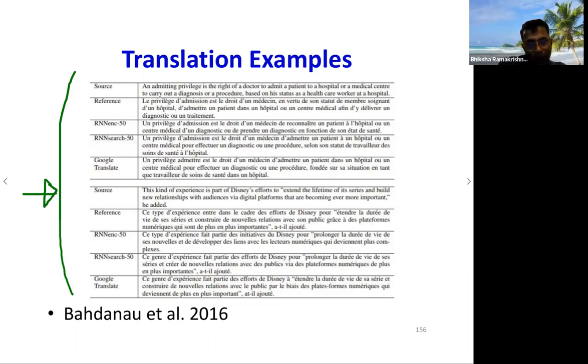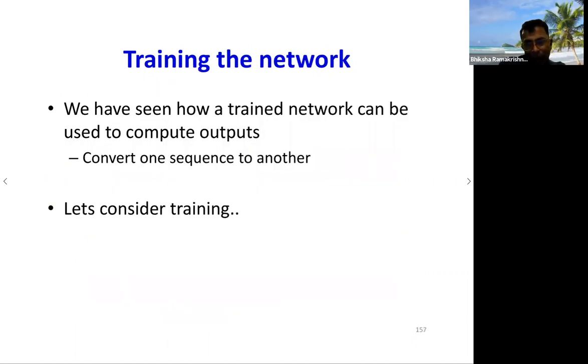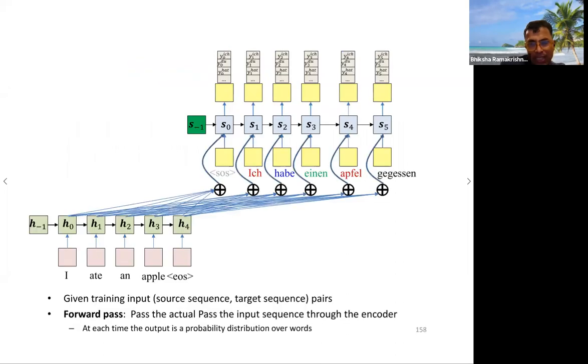So now we are kind of at the end of our lecture. Just one final bit. We've seen how a trained network can be used to compute outputs. Let's look at training itself. The key challenge in training these models is computing the gradients of the derivative. So let's see what happens for one training instance. Again, training instances are going to consist of input-output pairs. First, we will perform a forward pass, feeding the input to the encoder.